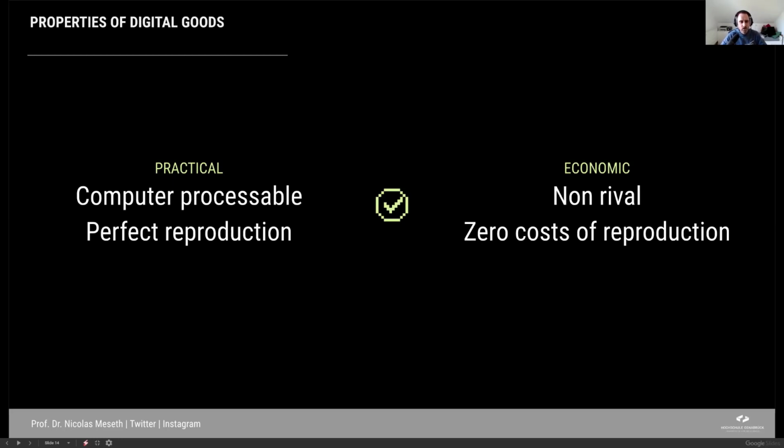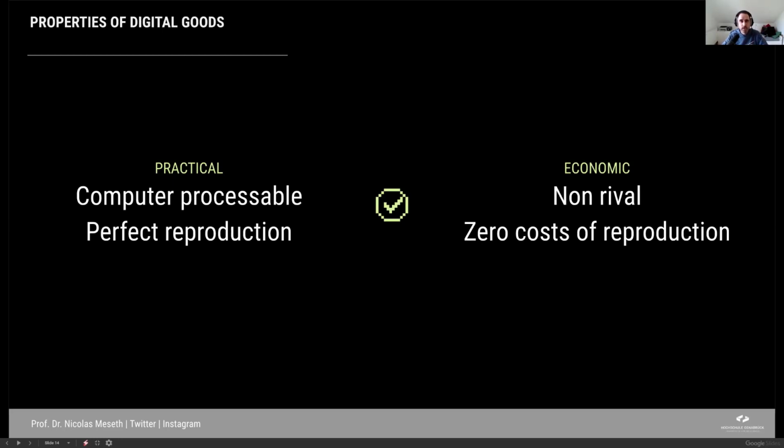So that was a long explanation about perfect reproduction, but basically computers can perfectly reproduce an image file. So when we have an image file, for example, if we want to copy it, it's very easy to make a perfect reproduction. It's very efficient in computers to do that, and we don't lose any information. So that's the practical side.